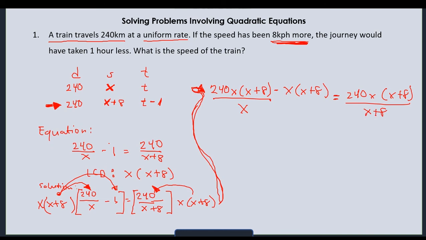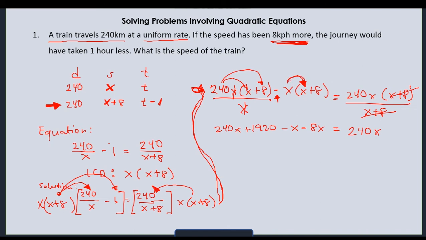The next thing to do is to cancel out some factors. Here, x can be canceled out. So I'll be having 240 multiplying this here, and then multiplying here will give me plus 1920. Then multiply this here, but before that, make sure to check the sign. Our sign here is negative. So negative x times x will give me negative x, and then negative x times 8 will give me negative 8x, equals. Now, on the right side of the equation, the common factor is x plus 8, so cancel that out, equals 240x.